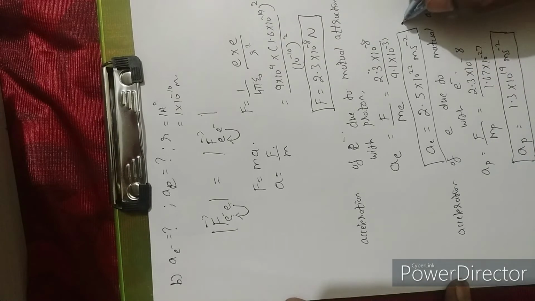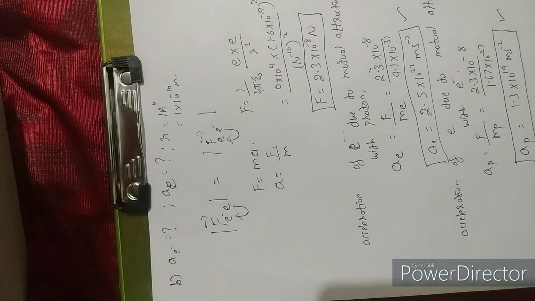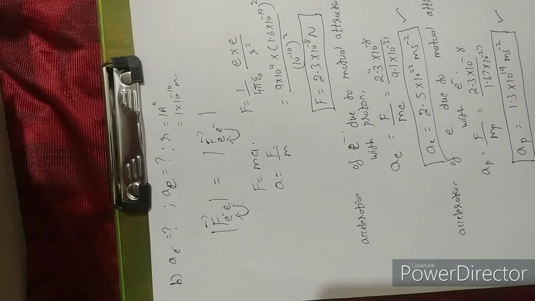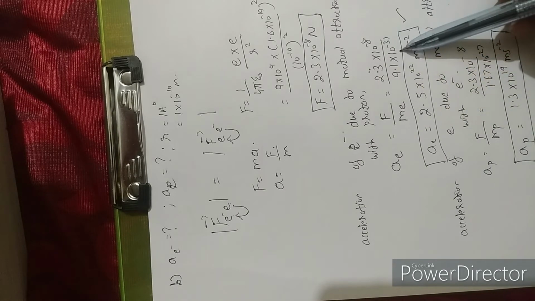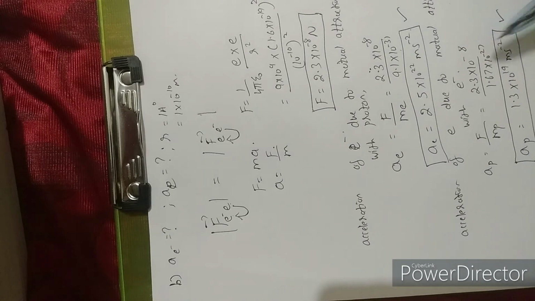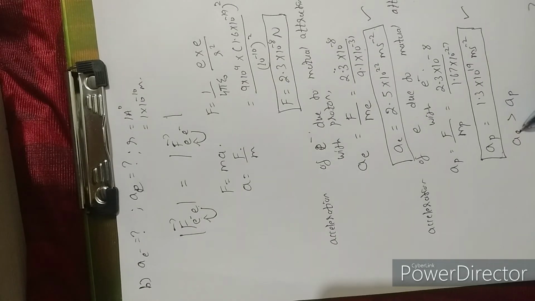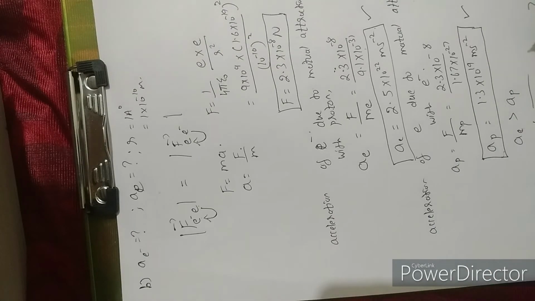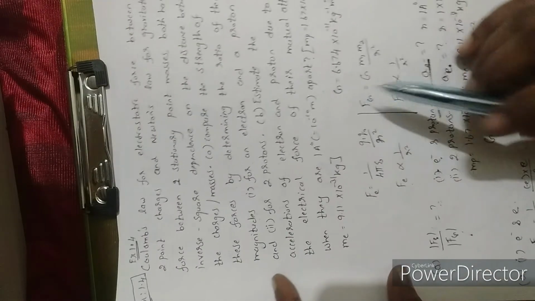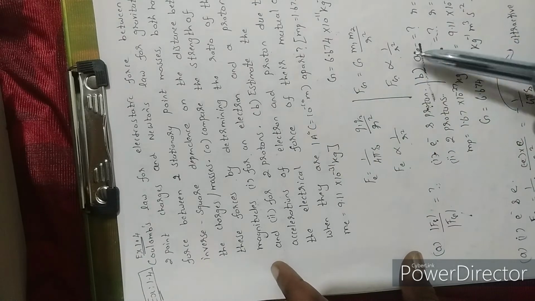Now if we compare the acceleration of the electron and acceleration of the proton, which one is greater, children? Acceleration of the electron is greater when compared to the acceleration of the proton. Why? Because mass of electron is less when compared to the mass of the proton. So that's why acceleration of the electron is more. Thus we have completed example 1.4. We have answered the second part also, that is calculating the acceleration.